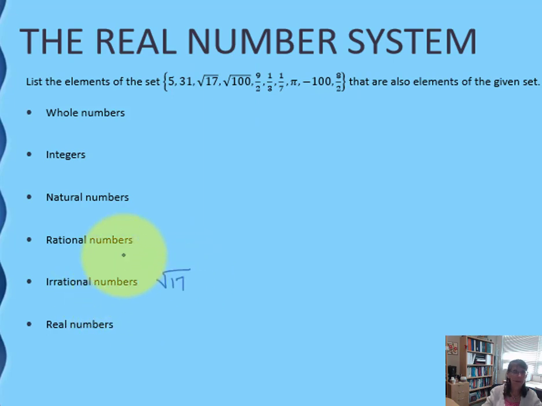So I'm going to list that right now. Square root of 100. On your calculator, you will find that that is equivalent to 10. So that's going to fit in several of our subsets. We'll get to that in a minute. 9 halves. We can see right away it is written as a rational number. 9 divided by 2 is 4.5. So that is a terminating decimal. We'll find that useful. 1 half.